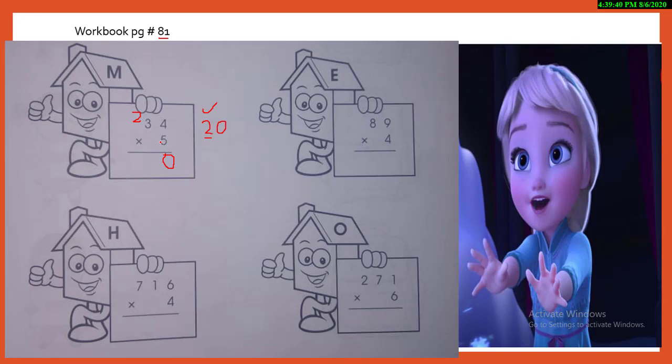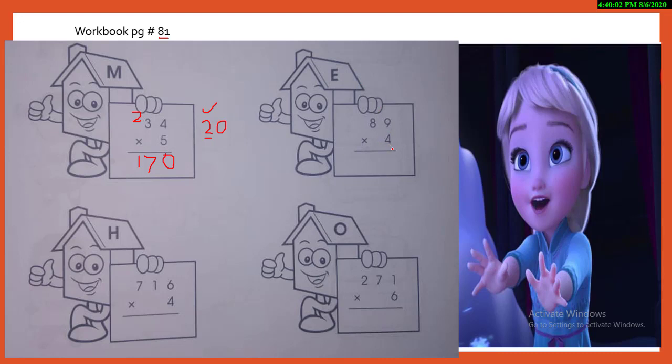Now 5 multiplied by 3. 5 threes are 15, and don't forget to add this 2. 15, 16, 17. Our answer is 17. Yes, that's the way to solve the question. See, when you start solving it, it will be very easy for you. Okay, let's attend the next part.